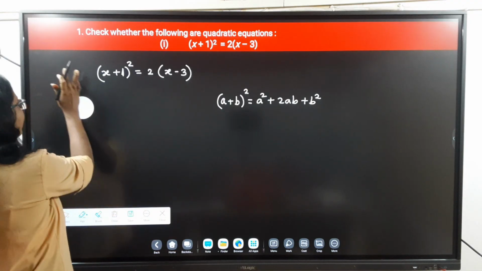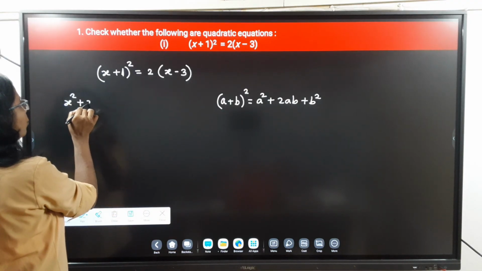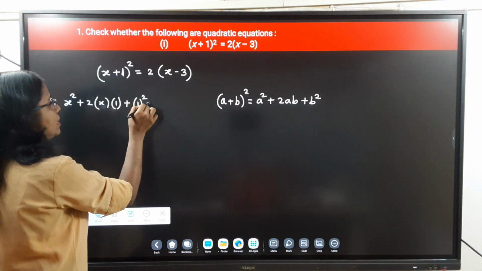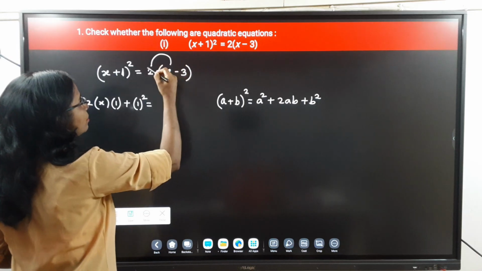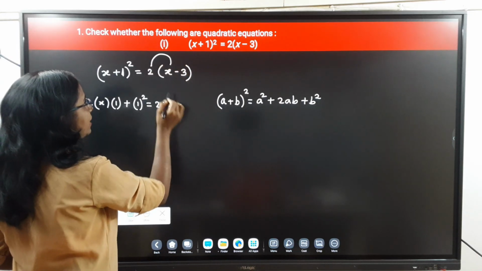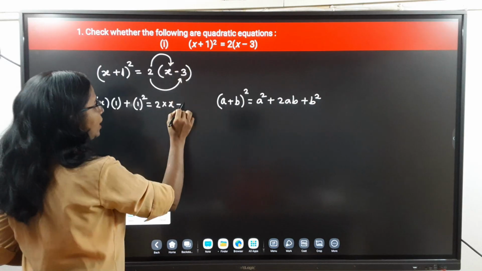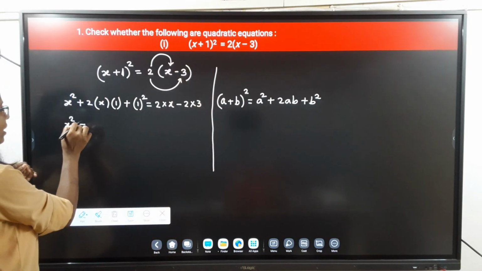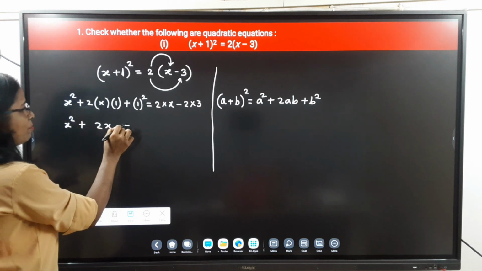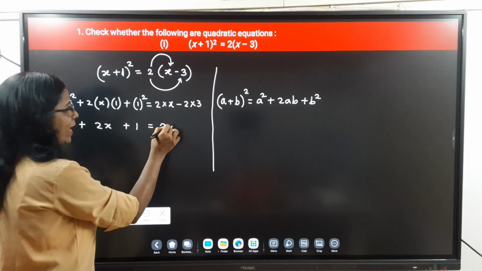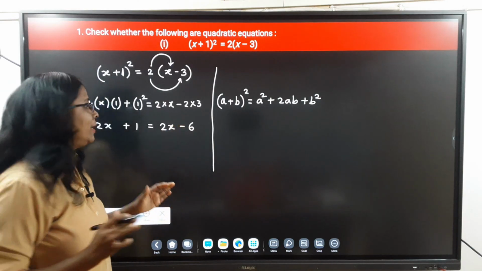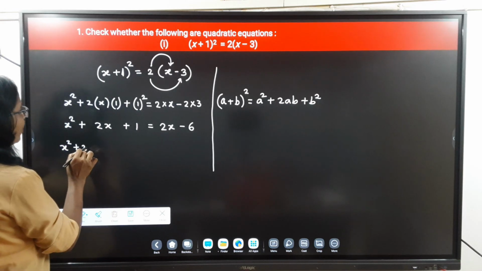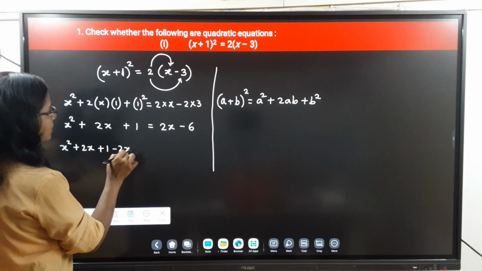So x² plus 2 multiplied by x multiplied by 1 plus 1² is equal to, now here I multiply x by 2, so 2 multiplied by x minus 2 multiplied by 3. Then, simplifying further, x² plus 2x plus 1 is equal to 2x minus 6. Then further simplify this equation: x² + 2x + 1 − 2x + 6.